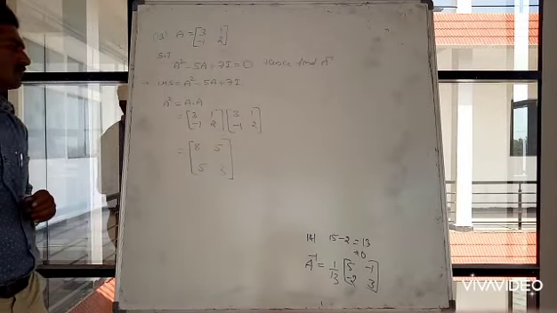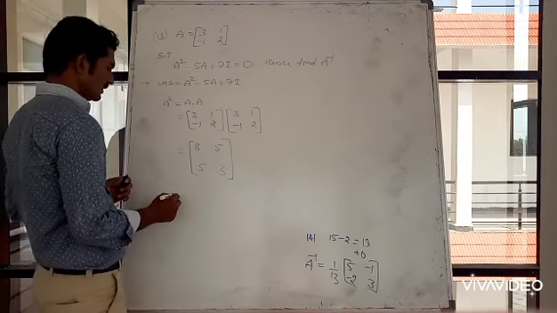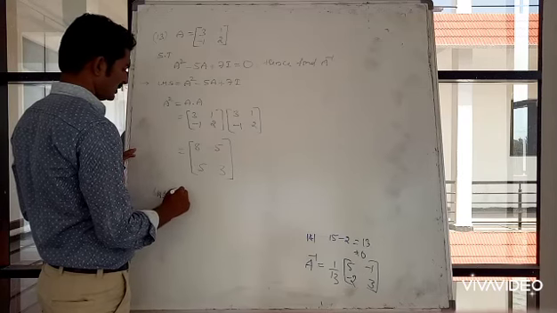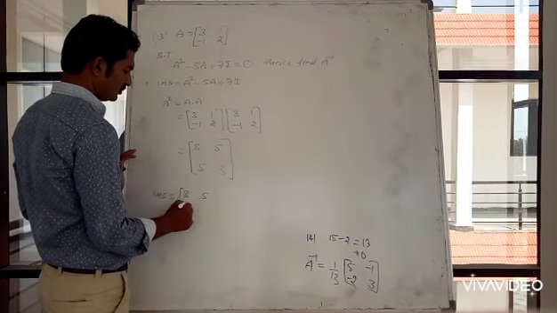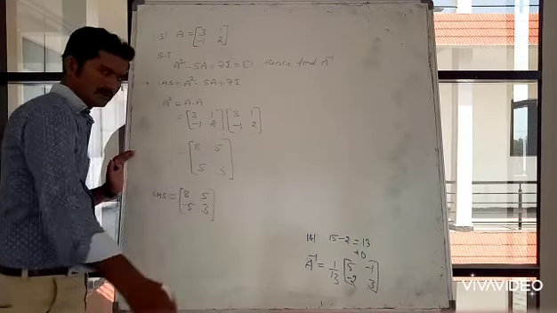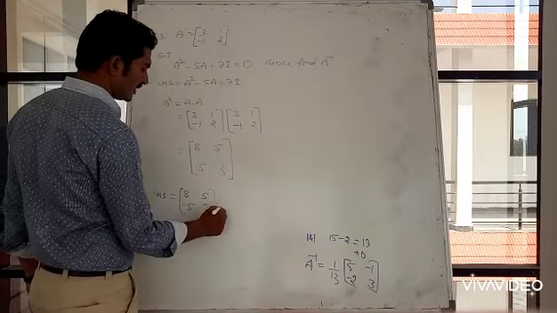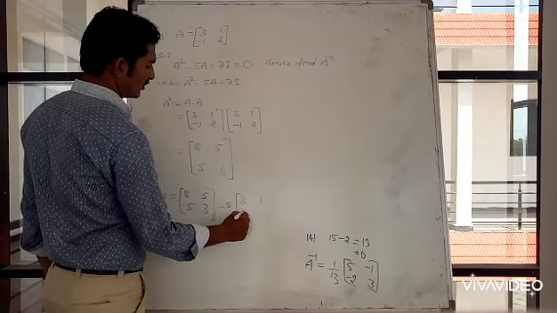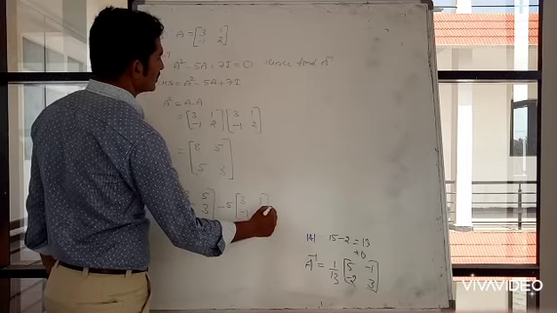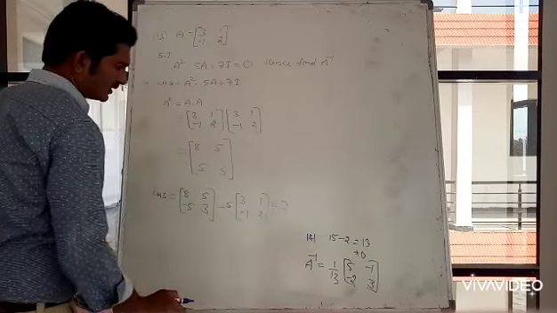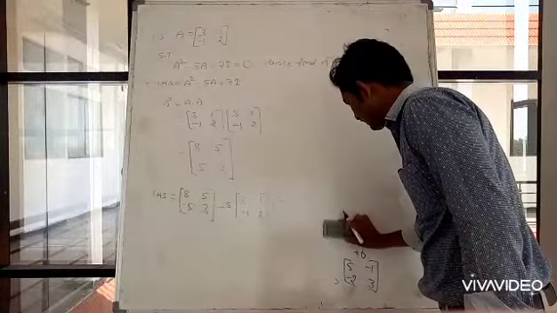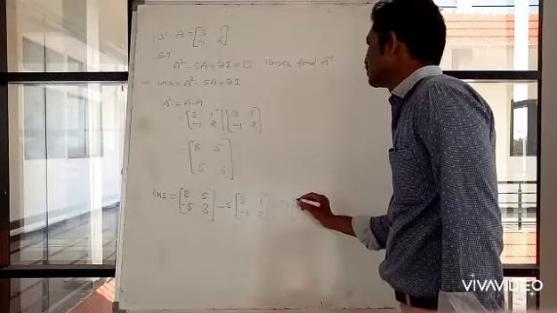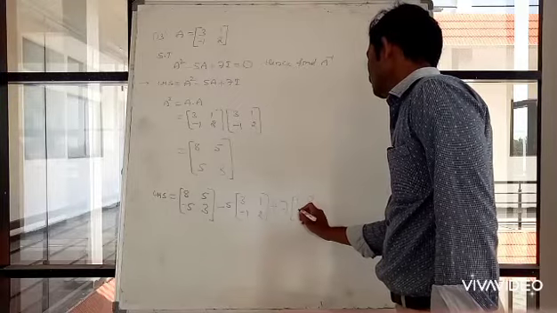So 8 5 minus 5 3. This is A square. So LHS is equal to, substituting in the LHS, A square is 8 5 minus 5 3, next minus 5 into A. A is 3 1 minus 1 2, plus 7I. 7I means I is the identity of order 2 plus 2, because A is 2 plus 2: 1 0 0 1.